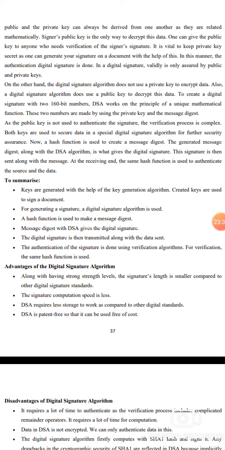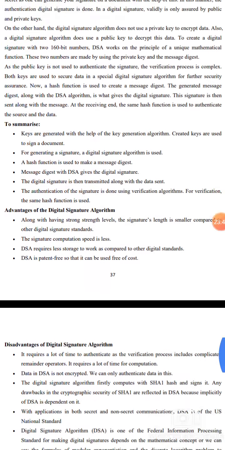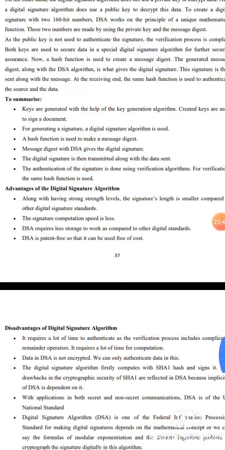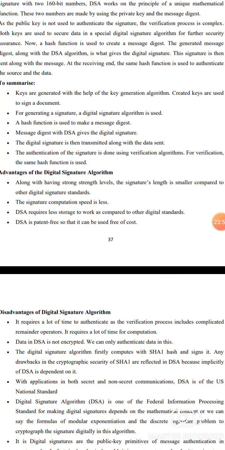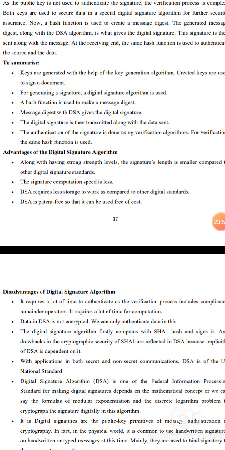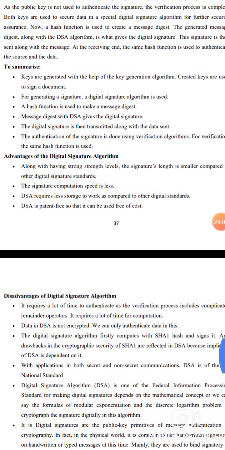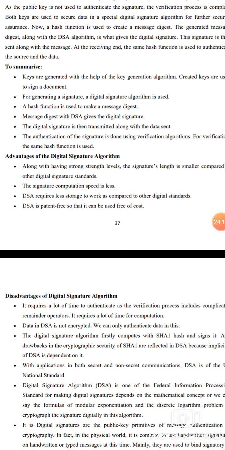The signature uses a 160-bit number. DSA works on the principle of a unique mathematical function. To summarize, the keys are generated. The key generation algorithm creates the keys used to sign the document. For generating the signature, the digital algorithm uses a hash function on the message. The digital signature is transmitted with the data sent, and the authentication of the signature is done using a verification algorithm. For verification, the same hash function is used.